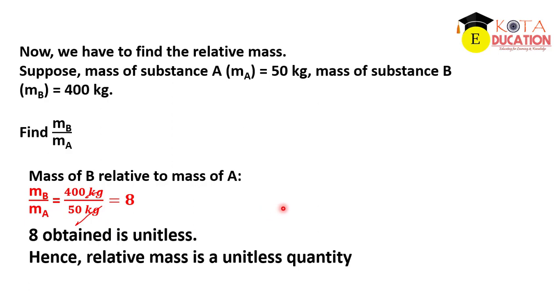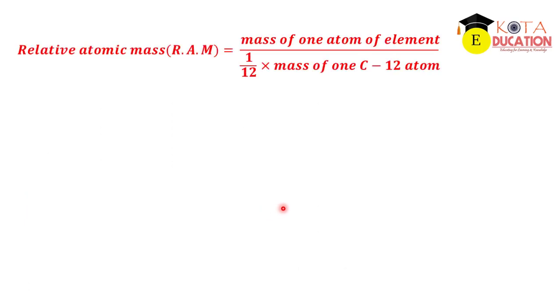Switching over to the next one. Next we are going to discuss the relative atomic mass. So wherever the word is relative, it means it is unitless in terms of atomic mass or molecular mass. So relative atomic mass, if we have to find, it is the mass of one atom of the element divided by 1/12 the mass of one carbon-12 atom.